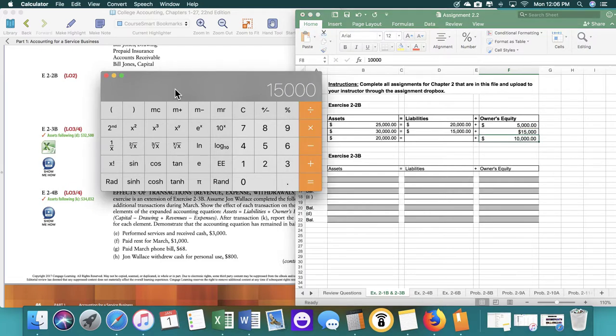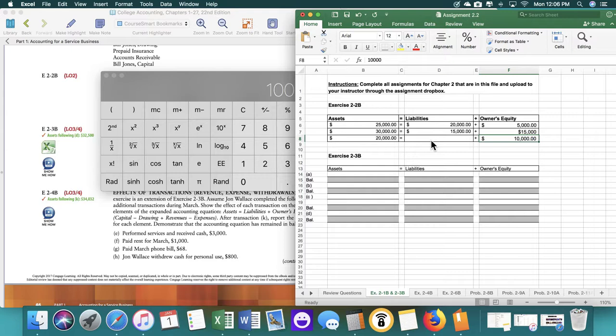So now we're going to do the same thing with the last problem. We know assets and we know owner's equity. So we're going to take our asset amount, subtract our owner's equity amount, and that's going to give us how much we have in liabilities. And so that's how we're going to complete the first problem.